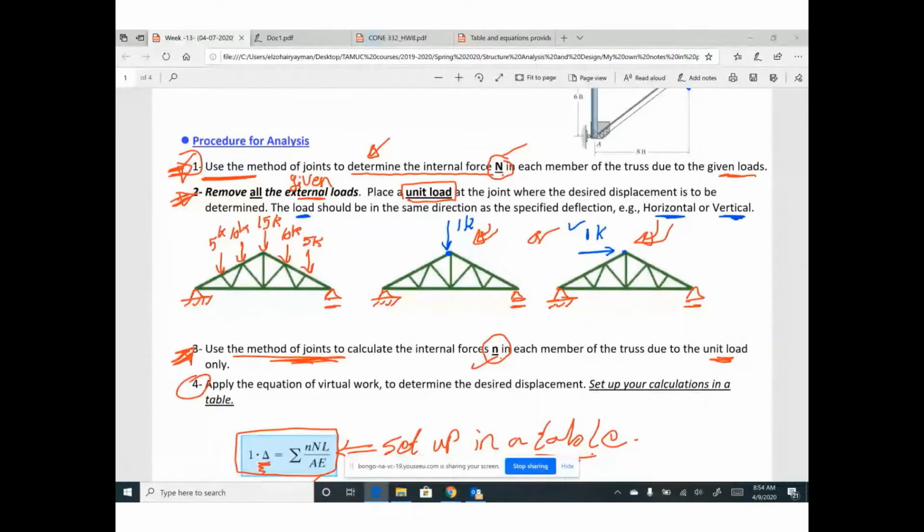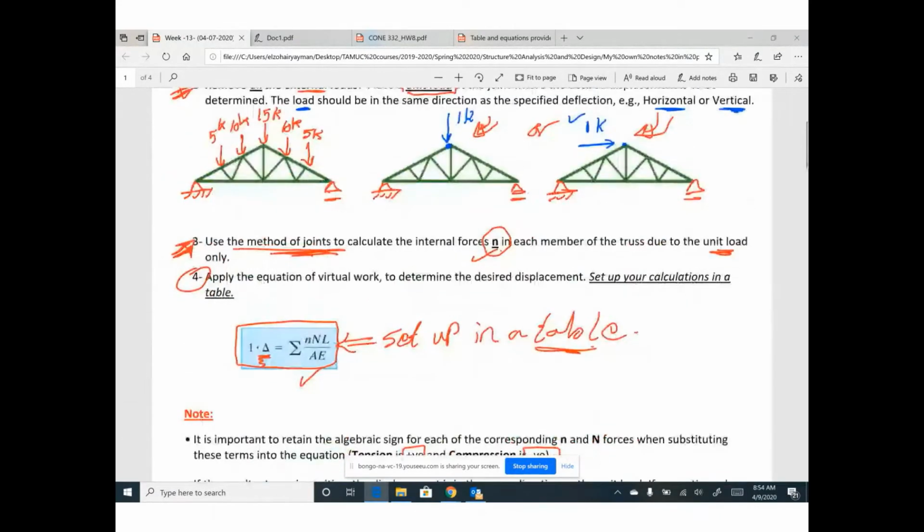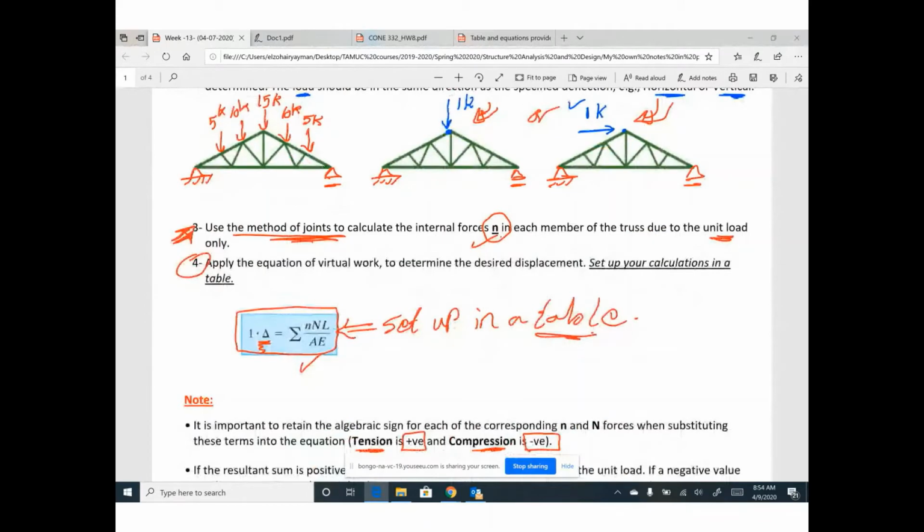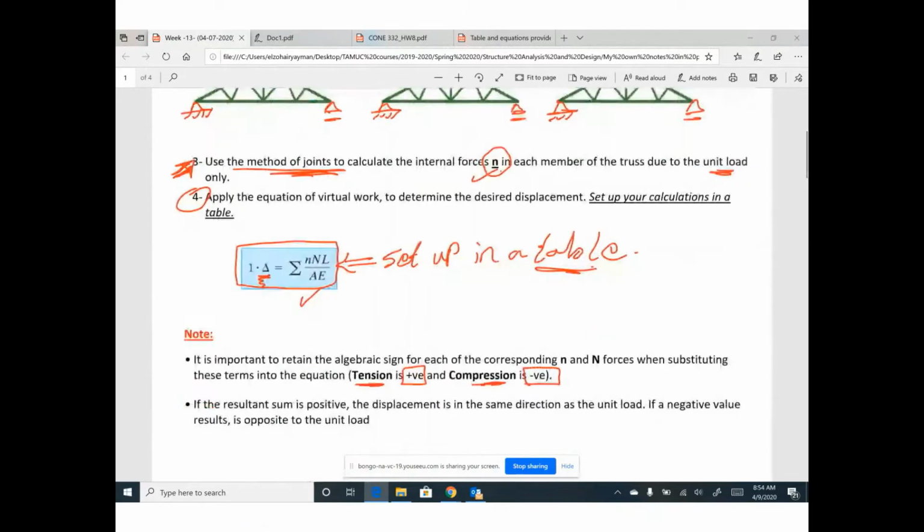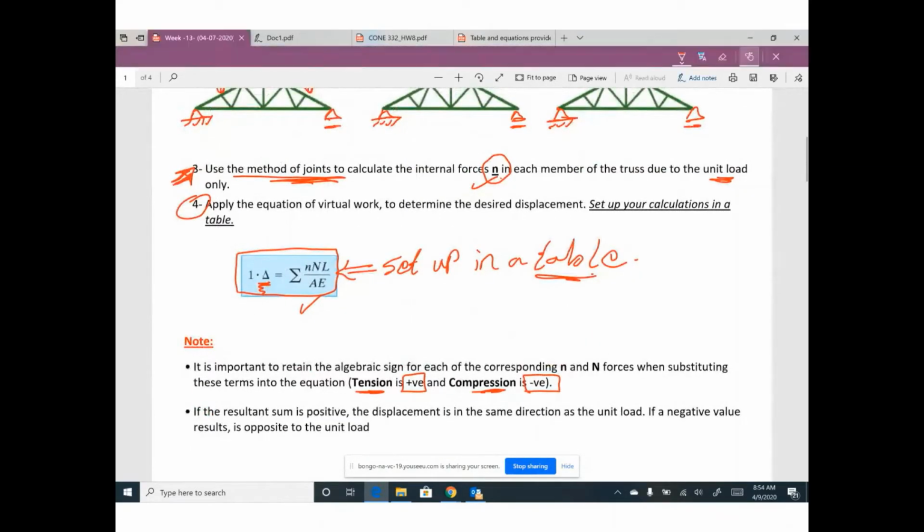Probably this unit load is horizontal, probably it's vertical, based on what is required. The third step, you need to solve the truss one more time due to the new unit load. Finally, you need to apply this equation using a table.